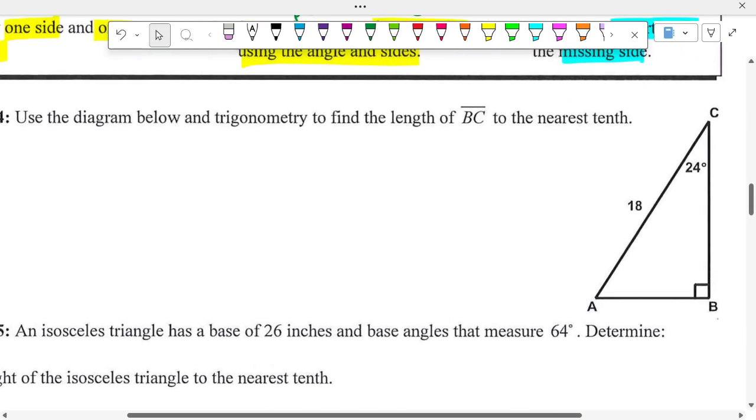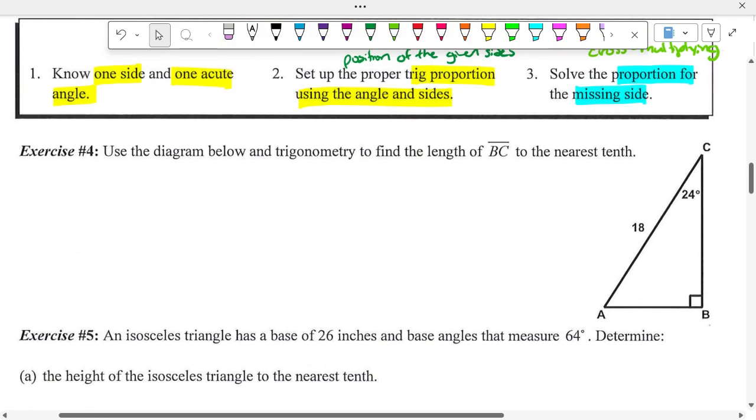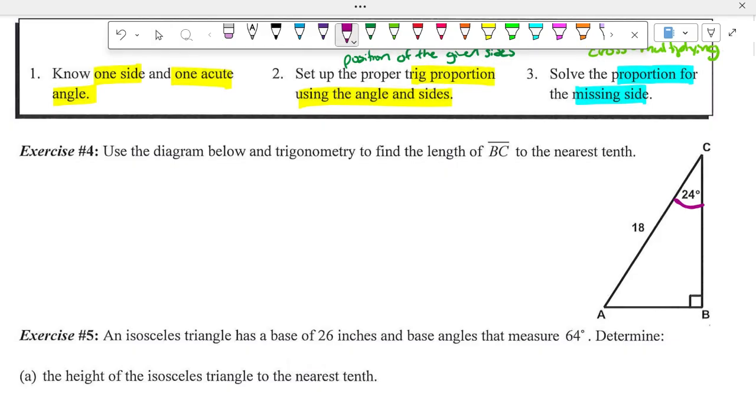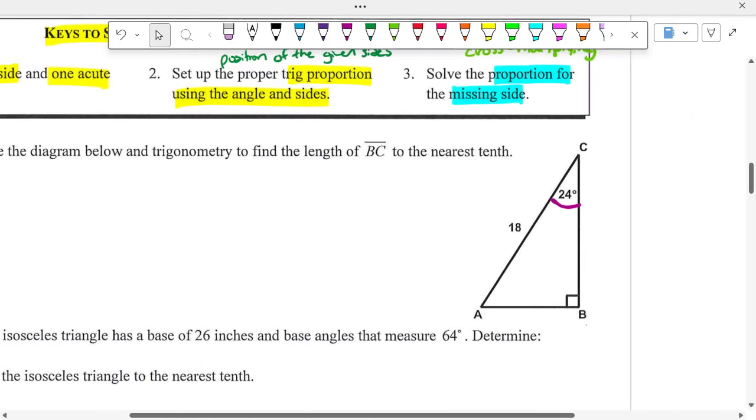So let's look at this one. My reference angle's right here. This is 24. So before I do anything solving wise, we're going to do what? We're going to label the sides.